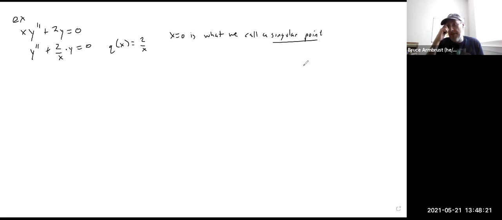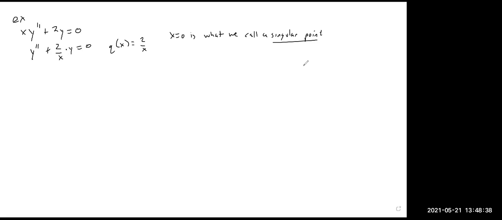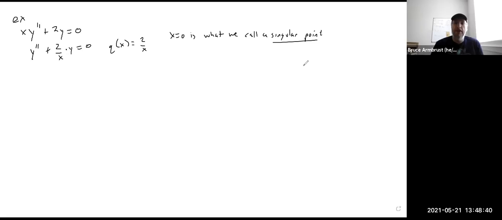And singular points are problems when we do power series. We need to avoid singular points. So that means we need to center it somewhere else. And literally, we can center it anywhere else we want. One. All right. I think one's probably a good choice.